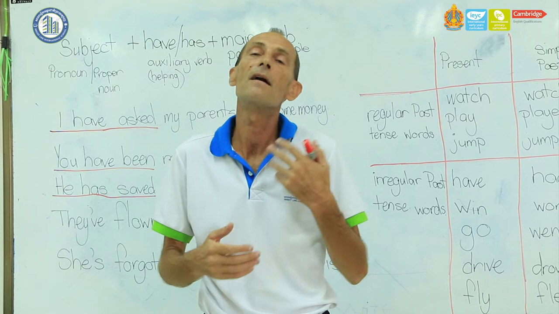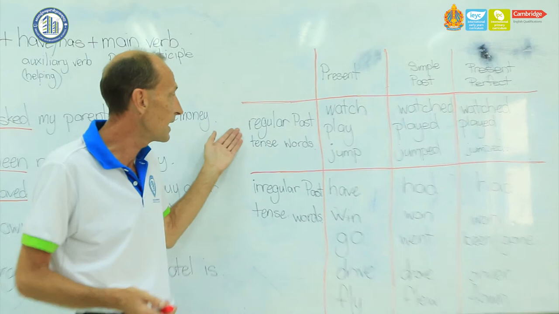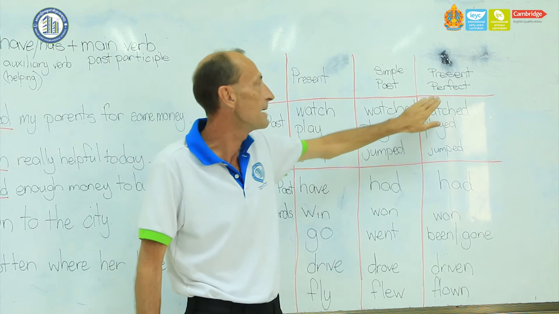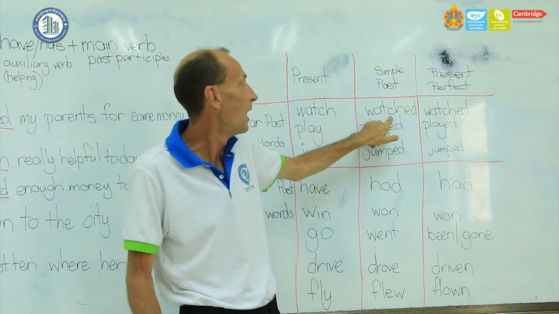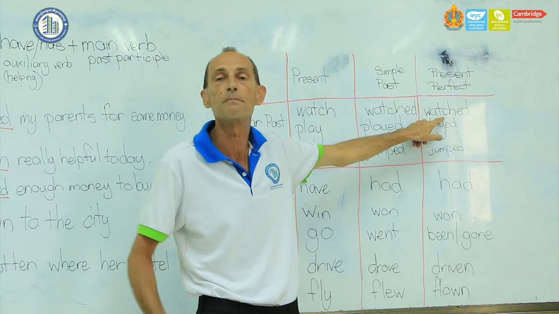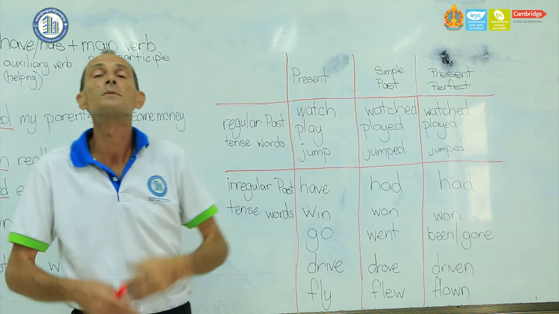Now, let's have a look at some regular words, which are similar in present, past and present perfect. So over here we've got a board. We've got present, simple past tense, and present perfect tense. Now with our regular verbs, in the present we've got watch. In past, it's watched. And in present perfect, it's watched too. So regular words like play, played, played, jump, jumped, jumped. When they're regular verbs, we just add an ed to the end, just like past tense.